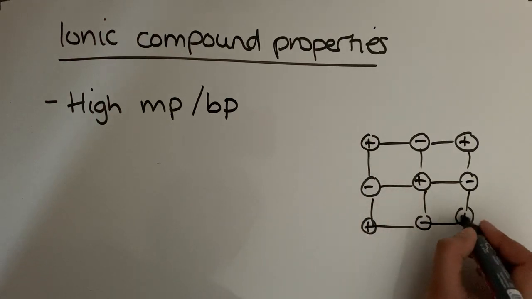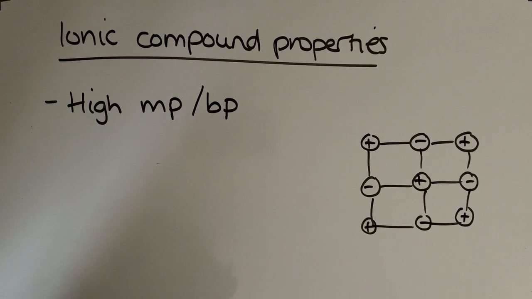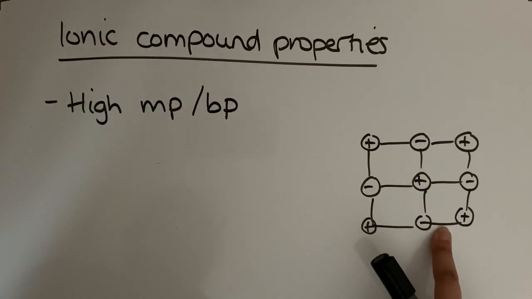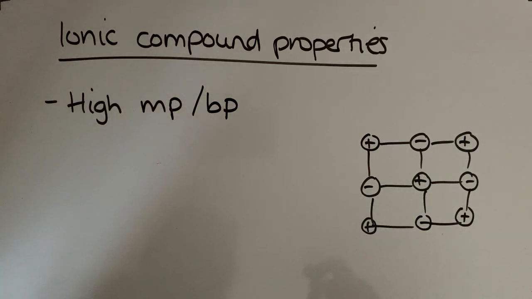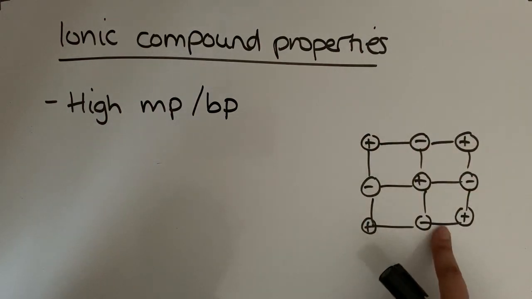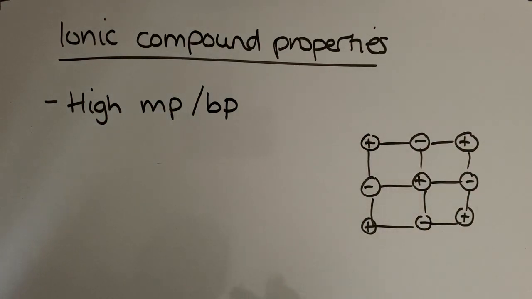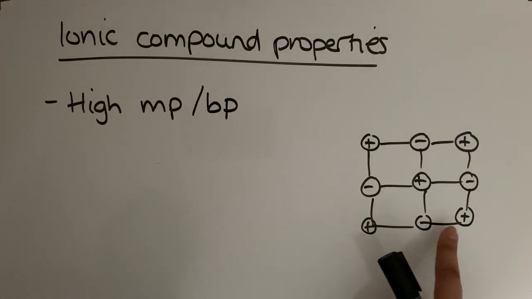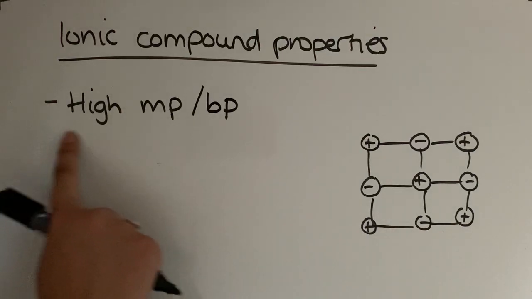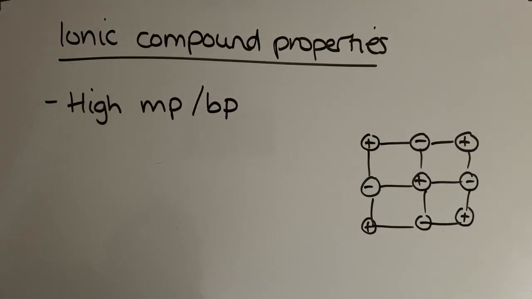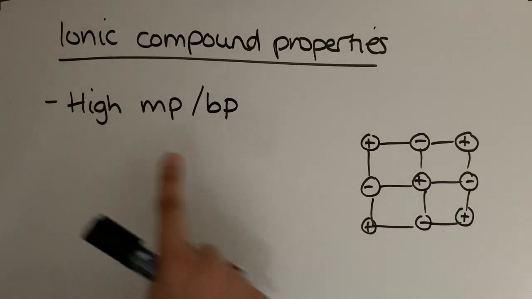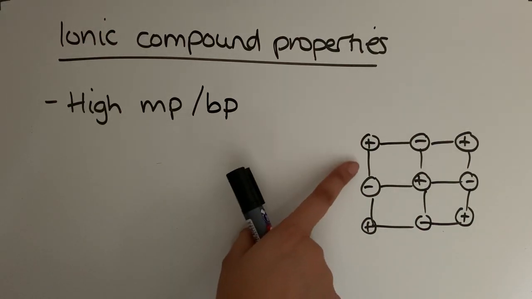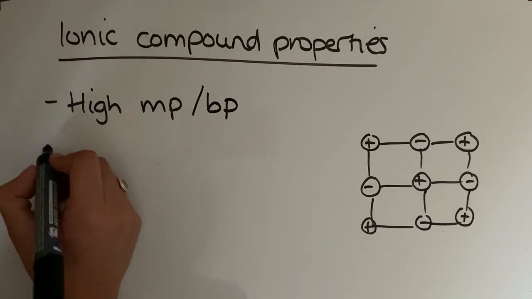When we want to melt our ionic compound, we have to break the ionic bonds. There are no other bonds here other than ionic bonds. So when we want to break our ionic lattice, we have to break the ionic bonds, and these are very, very strong bonds. Because of these very, very strong ionic bonds, a lot of energy is required to break them. And that makes all ionic compounds have a high melting point and a high boiling point. So the high melting point and high boiling point is due to the strong ionic bonds in the giant ionic lattice.